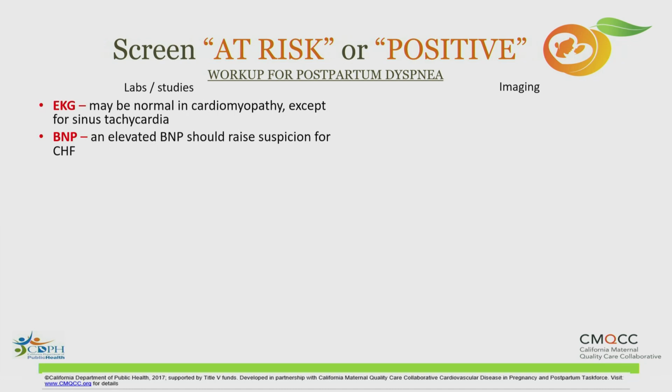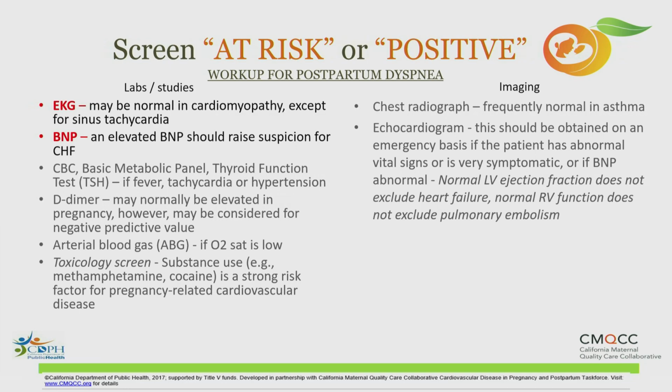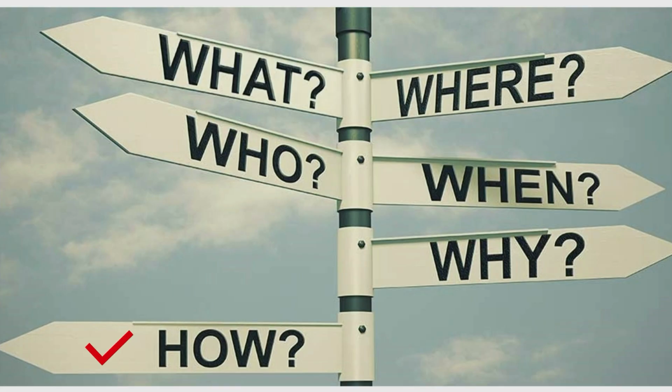So EKG and BNP is the next step if they screen positive. And then whether or not you need to order these other things depends on if you think she's got a PE, if you think she's got thyroid storm or something else going on. And then again, imaging-wise, chest x-rays actually don't offer that much information, so most of the time getting them is not of any use. But then echo if your BNP or pro-BNP is positive. And then Dopplers if you think she may have a PE, or if your ABG is abnormal, you're going to order those other things. And then cardiology consult as indicated.